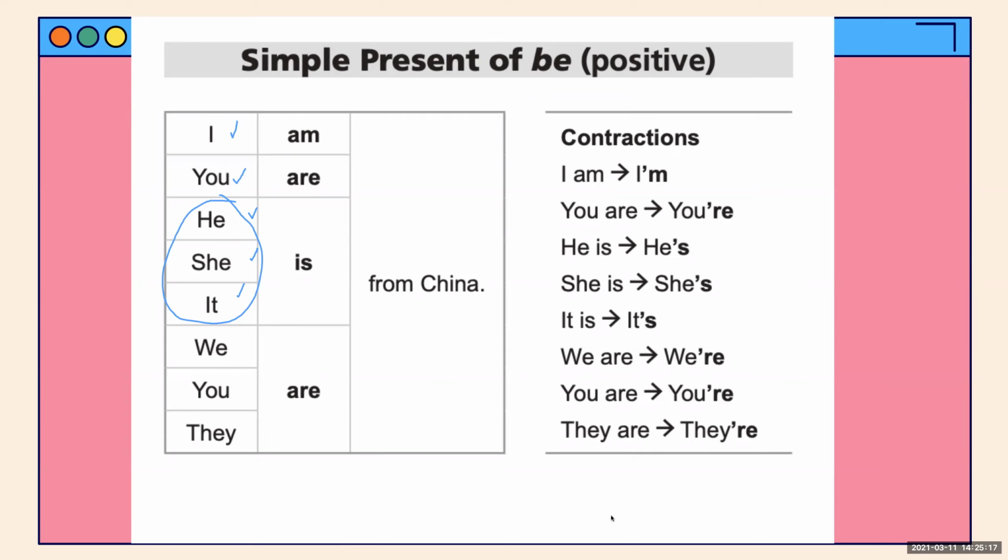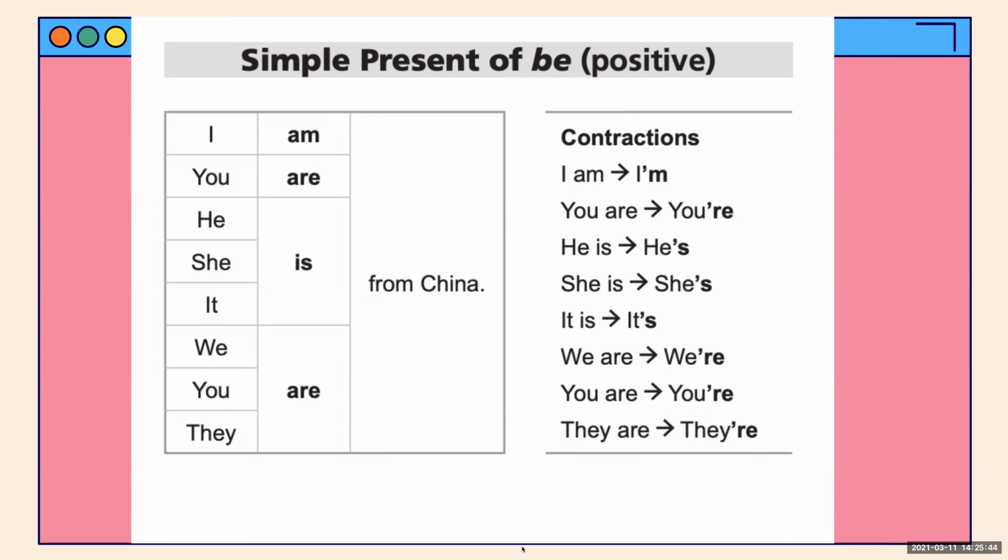Okay, we want to go ahead and clear this. So we're going to go ahead and say I am. You are. He is. She is. It is. We are. You are. They are.